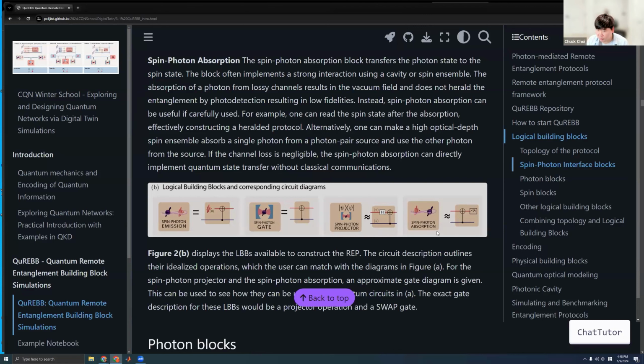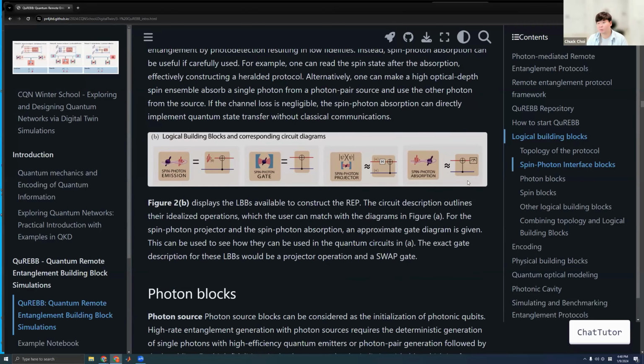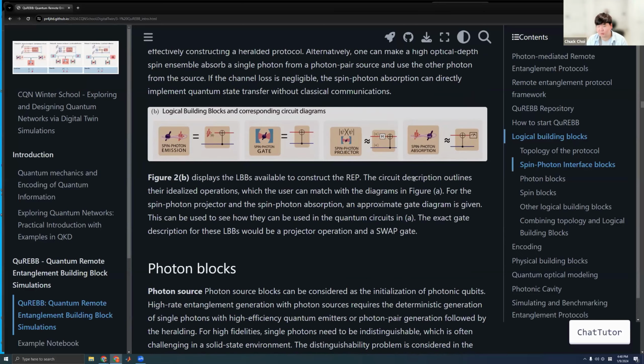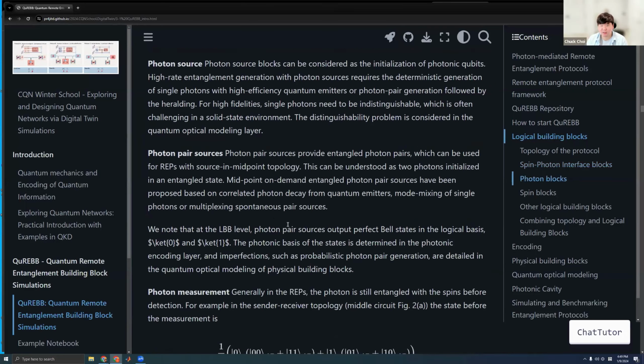We can also do the spin photon absorption. Absorption is not usually used in the quantum network because oftentimes the photon is lost. But if we detect the photon, we can make the entanglements. Then we know when the entanglement is generated. So we are not often using the absorption protocols because you're losing the information there. However, for completeness, we put the absorption in this block, which can also implement the CNOT gate if we are allowing the measurement of the photons. So these are the logical building blocks, the spin photon interface logical building blocks.